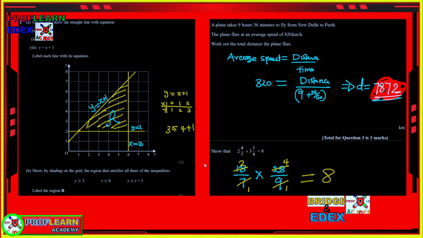And we're told to show that 2 4/7 times 3 1/9 is equal to 8. We're going to use the left hand side, and to use the left hand side we're going to make this an improper fraction. How do we do that? It will be 7 times 2 is 14 plus 4, that is 18. 9 times 3 will be 27 plus 1, that will be 28 over 9. So 7 goes into 28 4 times, 9 goes into 18 twice, 2 times 4 will give us 8. So that's just a walk in the park.